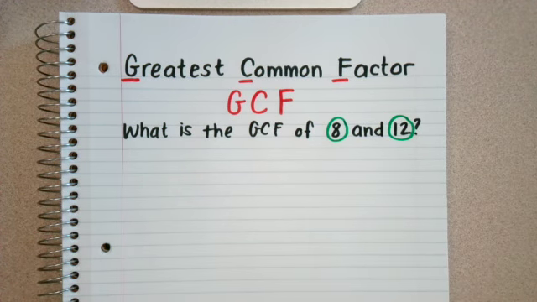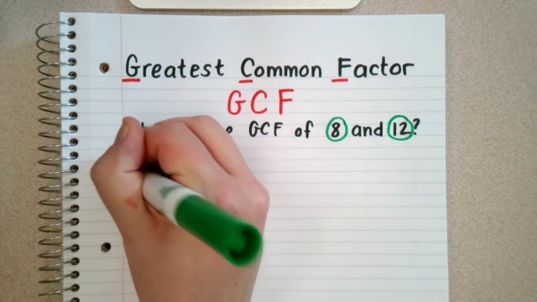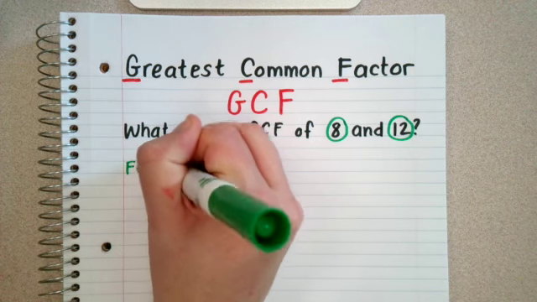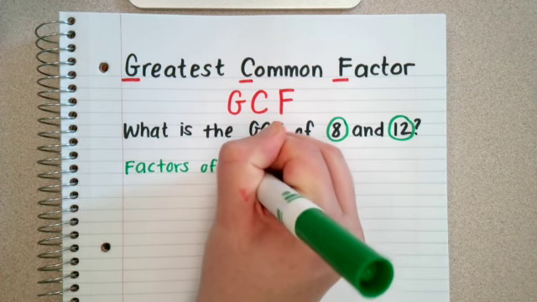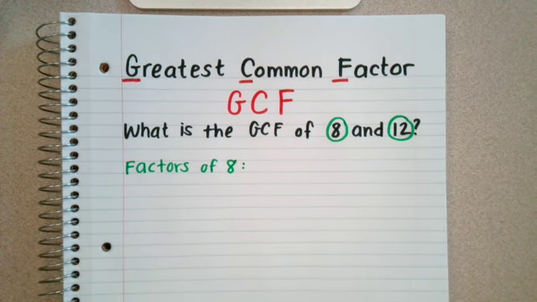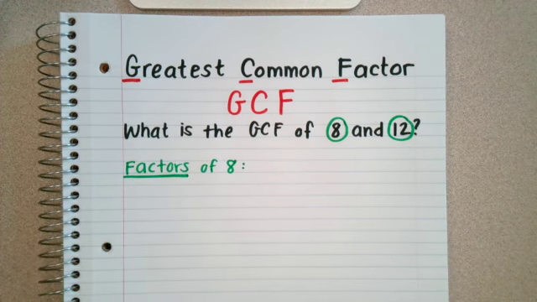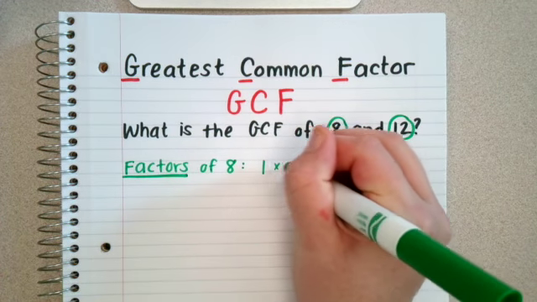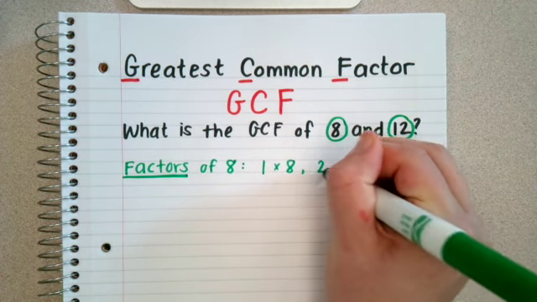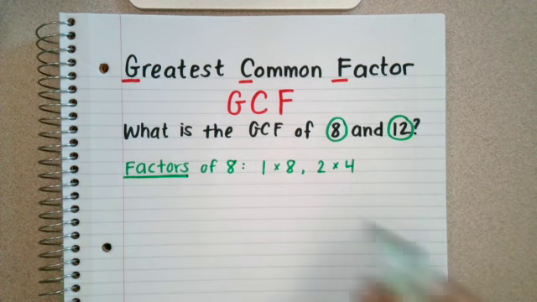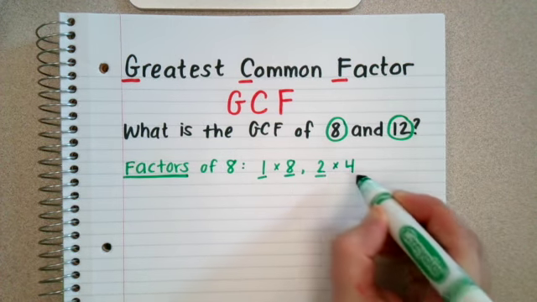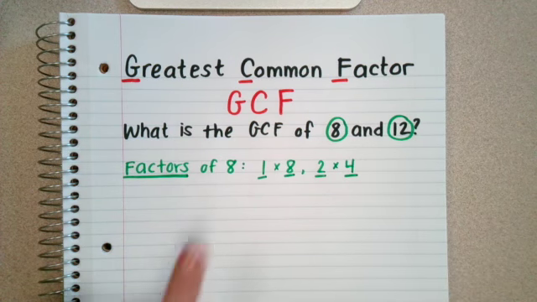So when I'm looking for the greatest common factor of 8 and 12, the first thing I want to do is list out my factors. I'm going to start with the factors of 8. Now this is different than what we've been doing this week, where we've been finding the multiples of a number. Now we're focusing on the factors. The factors of 8 would be 1 times 8 and 2 times 4. So 1, 8, 2, and 4 are all factors of 8.